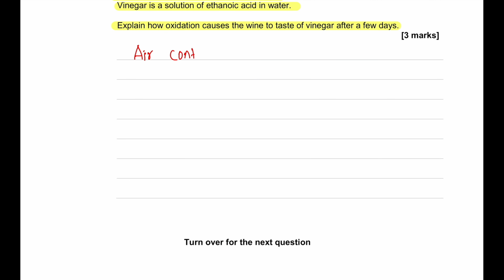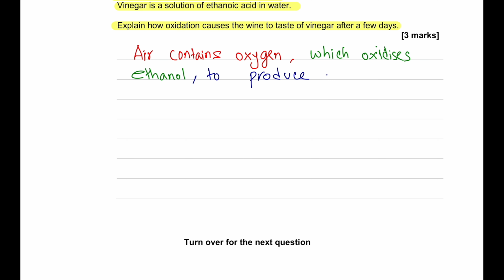Generally, air contains oxygen, and when ethanol is exposed to oxygen, if certain bacteria are present, then the ethanol oxidizes, which produces ethanoic acid. And ethanoic acid is what gives the wine its vinegary taste after a few days. Guys, that's the end of question number 6.